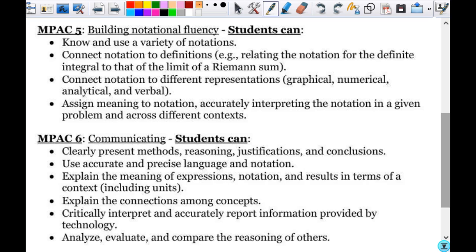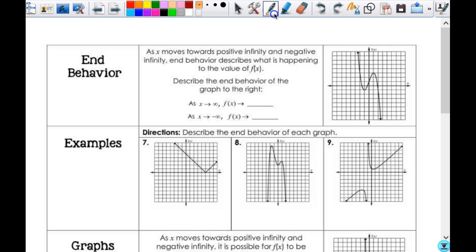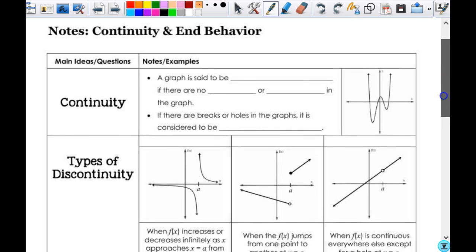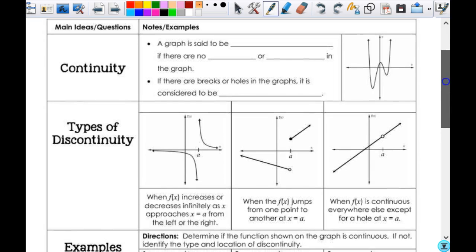All right, so just put that aside for now. We'll talk about where that goes in your ISN in a minute, and let's look at our notes. So, continuity and end behavior. And this is going on page 30, and we're done. Now, everything up until this point, with the exception of maybe increasing, decreasing, has been review. You wouldn't know it by the likes of your quizzes, but it was a review. And this is new, but it's not crazy difficult.